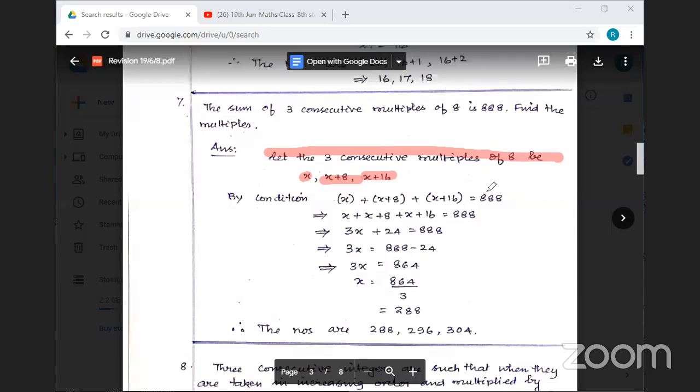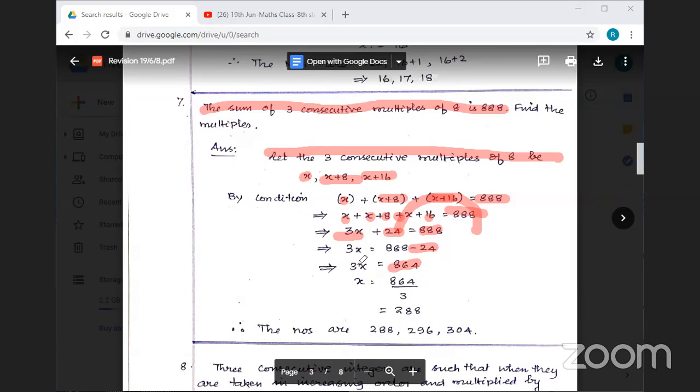Now, sum is 888. That is given. The sum of 3 consecutive multiples of 8 is 888. Therefore, x plus x plus 8 plus x plus 16 is equal to 888. 3x plus 24 equal to 888. The 24 will go that side. Minus 24. Therefore, 864.